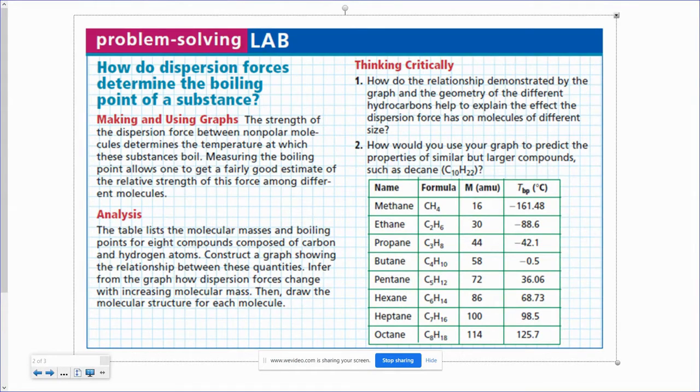Hey, all. I had a couple of requests for some help on the problem solving lab on dispersion forces and boiling point. The biggest issue seems to be with how to construct a graph.